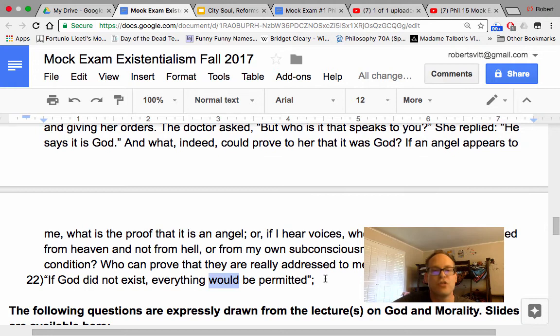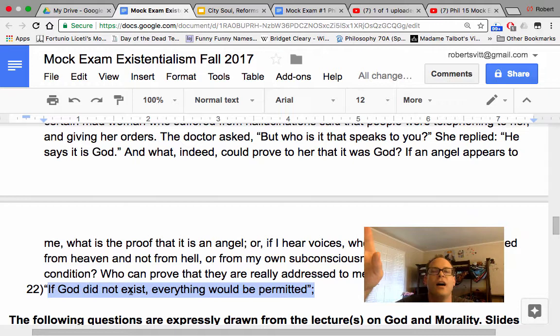Number 22. Now, this is a quote of Sartre quoting Dostoevsky. And the quote is, if God did not exist, everything would be permitted. Now, we're going to talk about this a bit more, but this is Dostoevsky who is quoting Sartre. What does that mean? The very idea kind of speaks for itself, right? The idea is something like, if God's not there, then nobody has a rule book, and you can just do whatever you want, right? There's nobody backing it up.